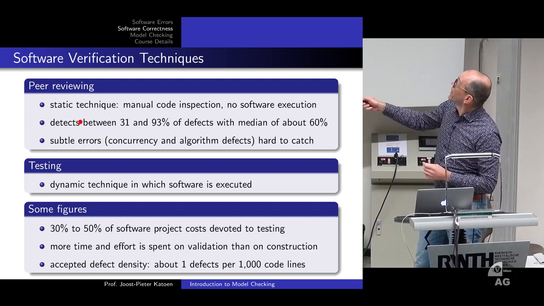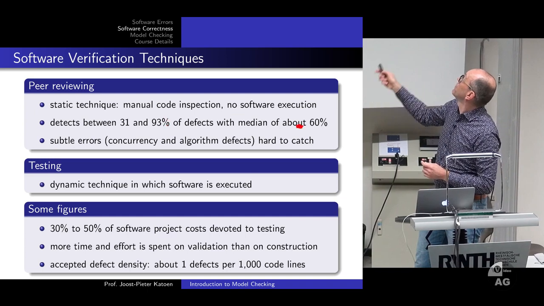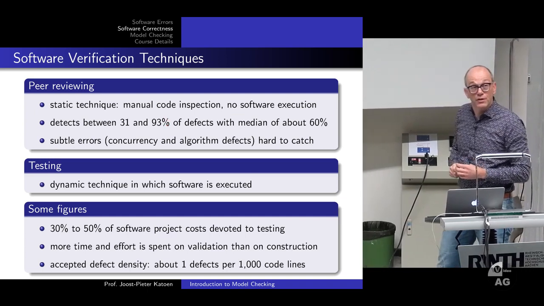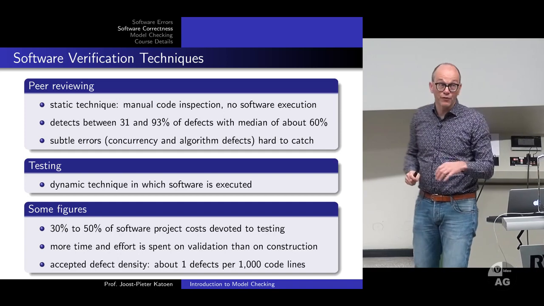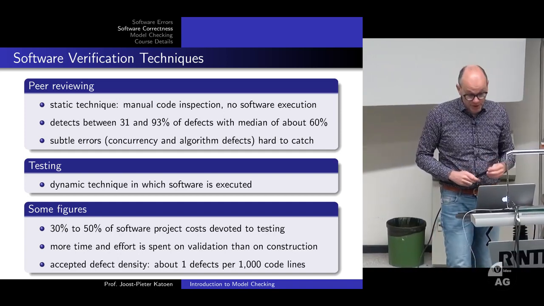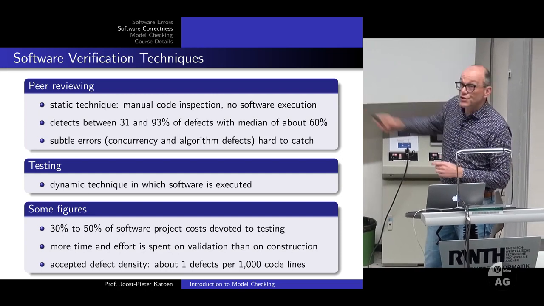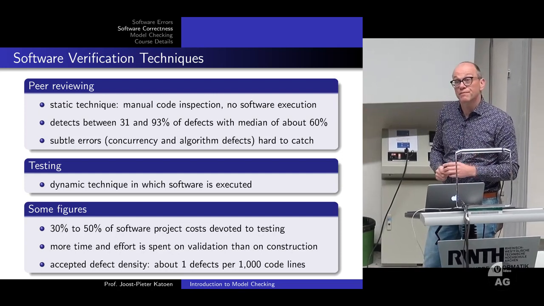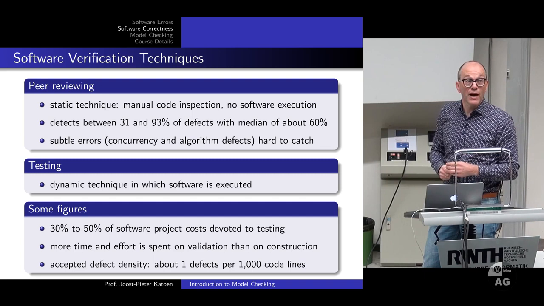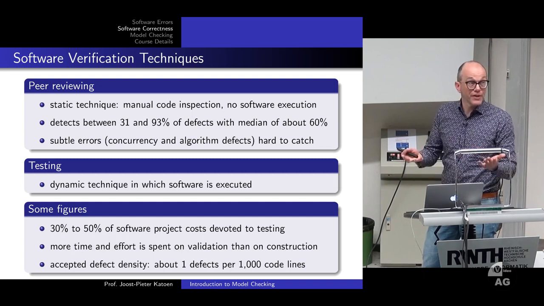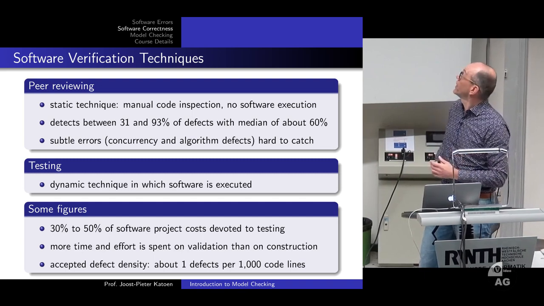They find already between 31 and 93% of the defects, with a median of about 60%. These data actually come from studies of German software companies a couple of years ago. But of course there are subtle errors. I call them corner cases. And those corner cases are hard to catch. Maybe if you have a very experienced programmer, they will find these kinds of bugs.